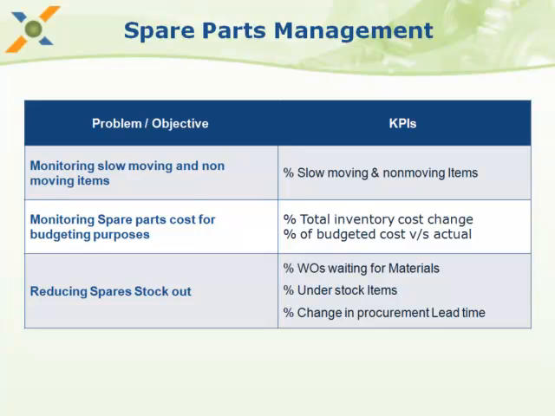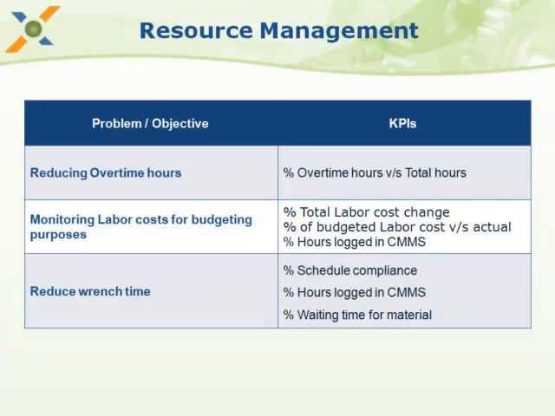In resources, most of us have resources as one of the most expensive elements within the total maintenance cost. So obviously we want to reduce overtime hours, so we can monitor this. Labor cost, from budgeting purposes, similar to spare parts, we can look at the percentage total labor cost change as well as budgeted versus actual. We also want to see how many hours are logged within CMMS versus actual hours in the time and attendance system.